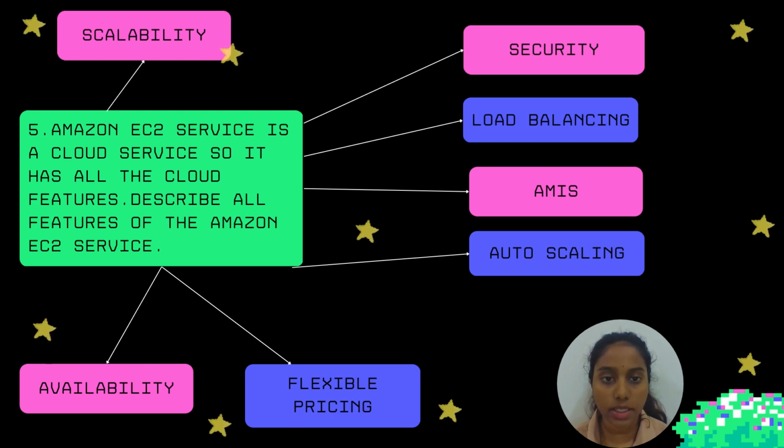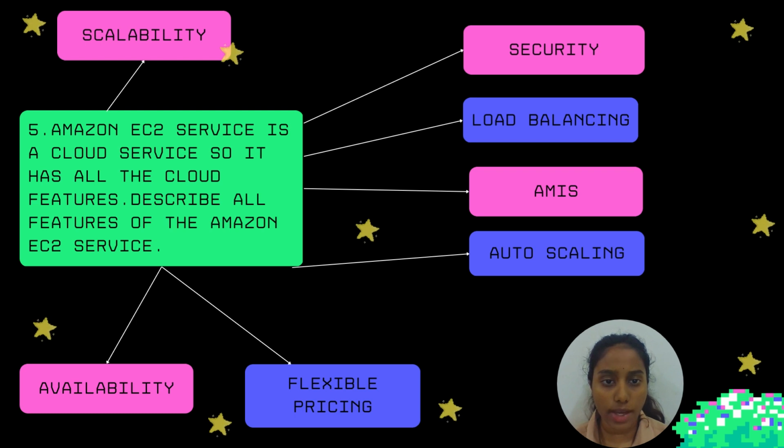Seventh is availability. EC2 is a platform that allows users to launch instances in multiple availability zones in order to increase fault tolerance. Availability zones are separate data centers within a region that are isolated from each other in terms of power, cooling, and network connectivity. The eighth is multiple operating systems. EC2 can run on a wide range of operating systems, including Windows, Linux, and Unix. You can choose the operating system that best fits your needs and customize your instance with your preferred software and applications.